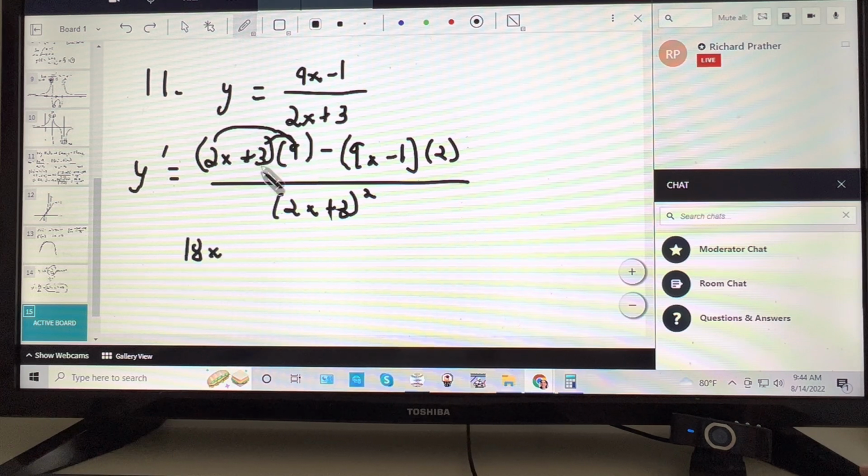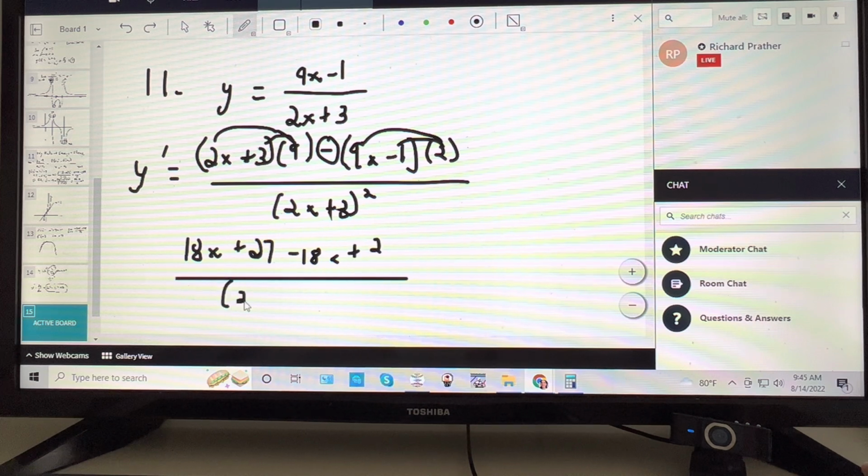18x plus 27. And then this would be 18x, but negative 18x. And this negative 2 would turn into a positive 2. Here we get lucky and the 18x's cancel. So 29 over 2x plus 3 squared.